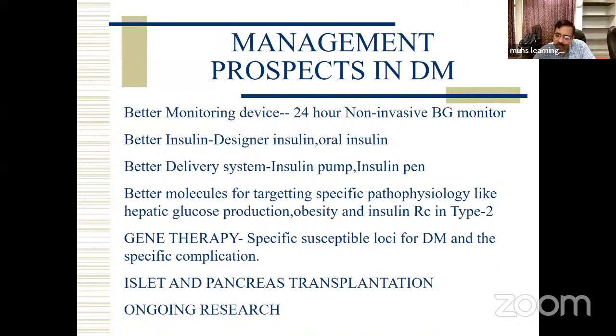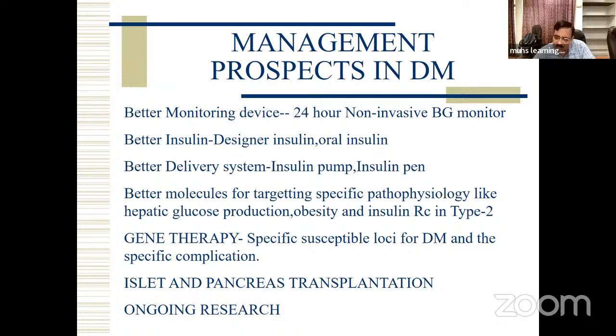Management prospect, what is the prospect? Why are we so concerned about diabetes? The life of diabetics has increased tremendously. It has improved by an average of 2 decades, meaning that previously diabetics used to die very early. Now they are living at least 30-35 years after diagnosis of diabetes. That is why complication prevention, better insulin management, better delivery systems such as insulin pump, insulin pen, and better molecules are being developed.